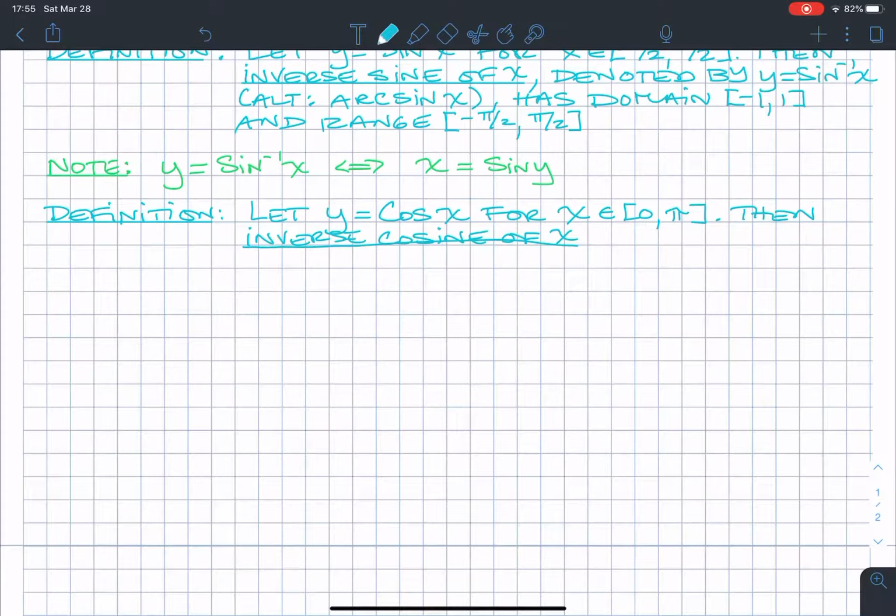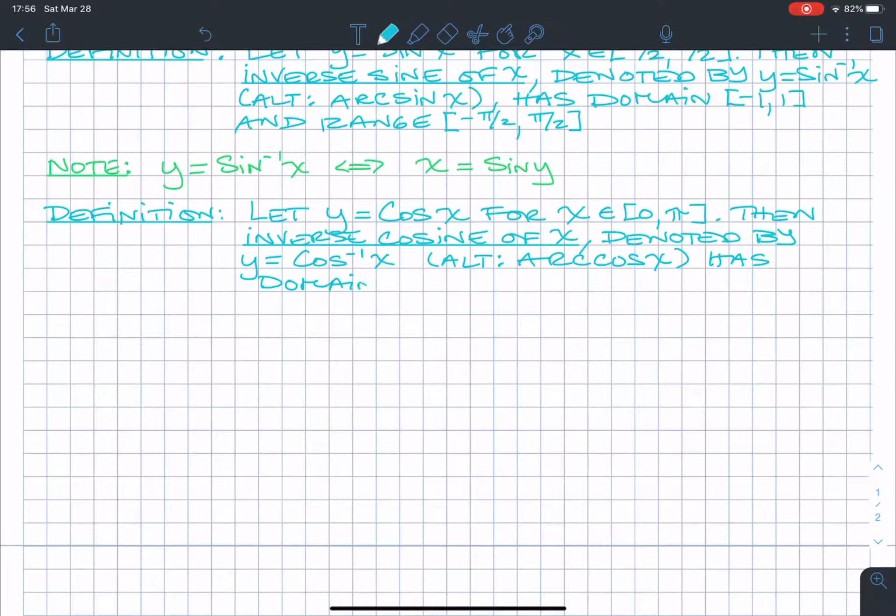Inverse cosine of x, denoted by y is equal to, and once again, cosine and then inverse and then x. Alternately, we can write it as arc cosine of x, has domain from -1 to 1, and we'll check that out in a moment.